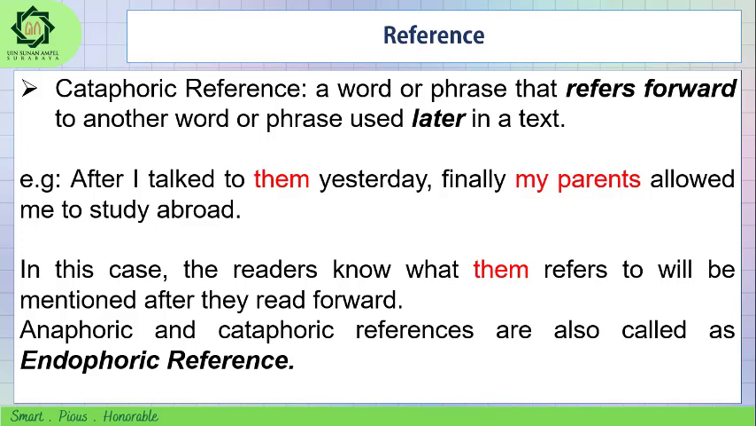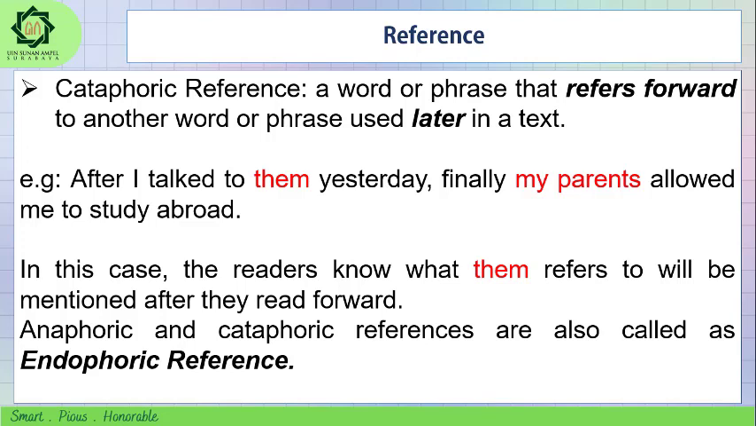The next one is cataphoric reference. It is a word or phrase that refers forward to another word or phrase used later in a text. So it is the opposite of anaphoric reference. For example, after I talked to them yesterday, finally my parents allowed me to study abroad. In this case, the readers know what them refers to will be mentioned after they read forward. So it is basically the opposite of anaphoric reference.